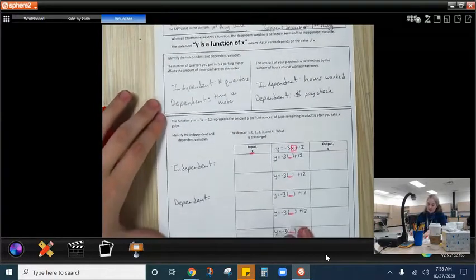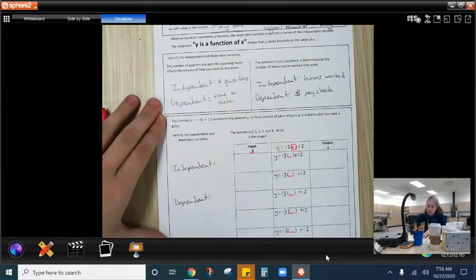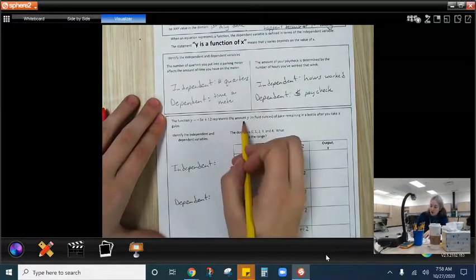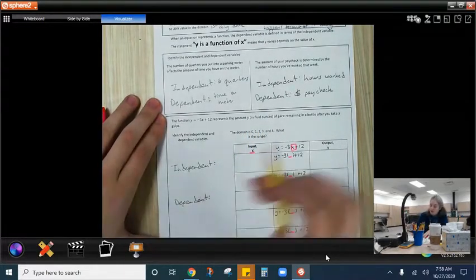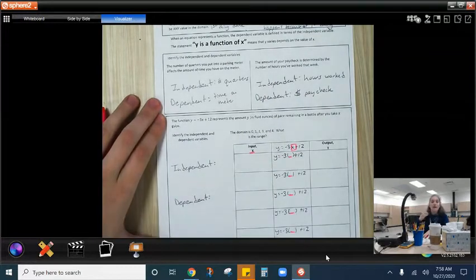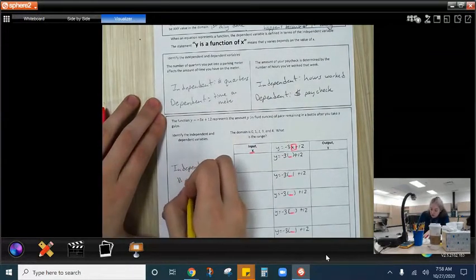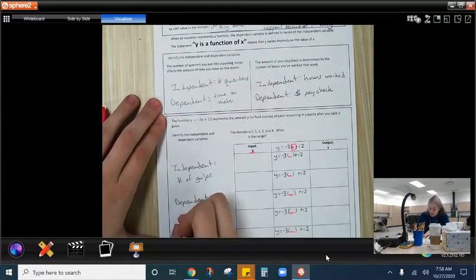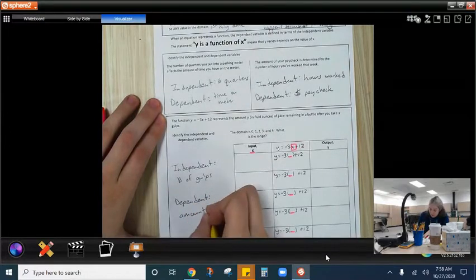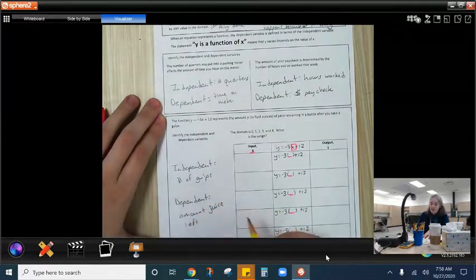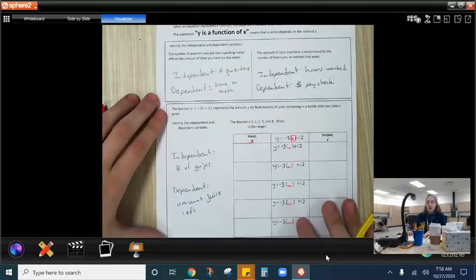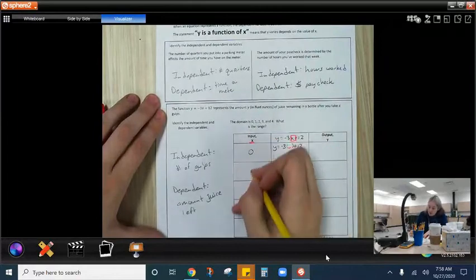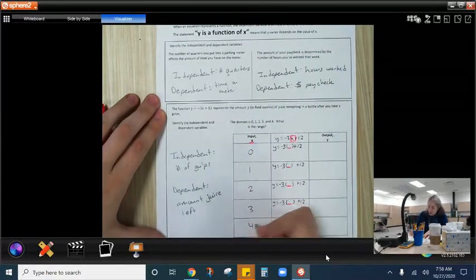So for this one down here, you have a function, y equals negative 3x plus 12, and it represents the amount y in fluid ounces of juice remaining in the bottle after you take x gulps. So that means we have control over our number of gulps, right? And the amount of juice left is dependent upon how many gulps you take. So they're telling us our domain is 0, 1, 2, 3, and 4. So that is our domain. So I'm just plugging that in for my x values.